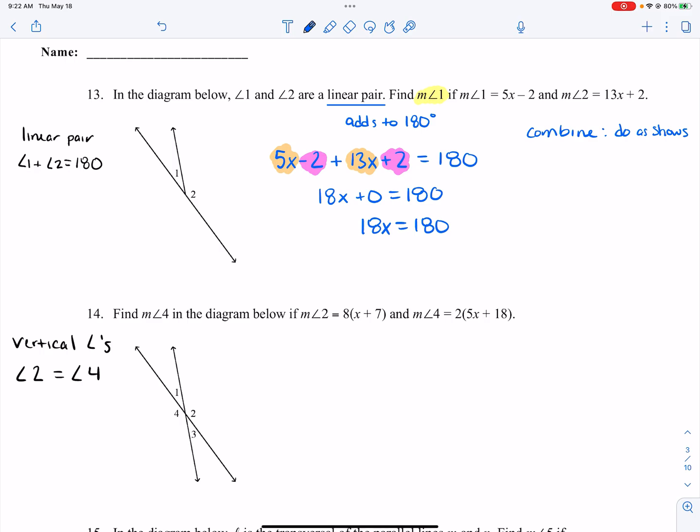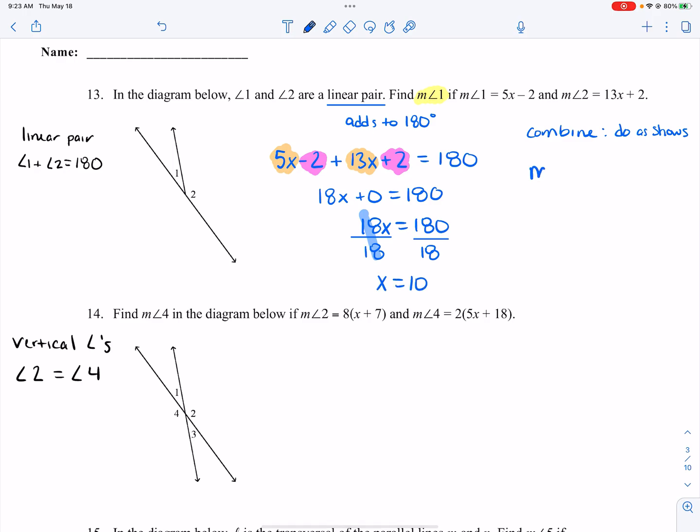Then I don't want to know what 18x is, I want to know what x is, so I've got to do the opposite. So between 18 and x right now is multiplication, so I do the opposite, and I'm going to divide by 18, divide by 18. So these cancel out. So my x is equal to 10.